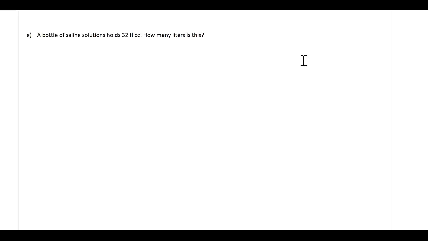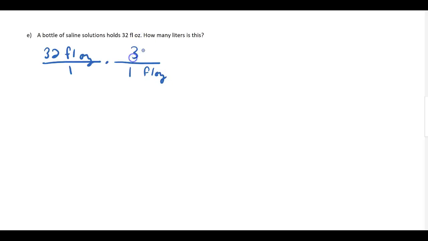So let's start out with our 32 fluid ounces over 1. And I'm going to start out by going from fluid ounces to milliliters. And it says that 1 fluid ounce is equal to 30 milliliters. Okay, so that crosses my fluid ounces out.